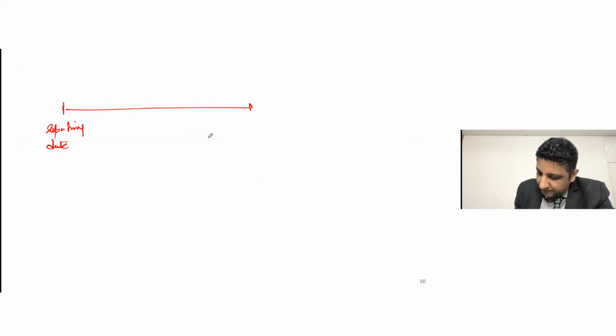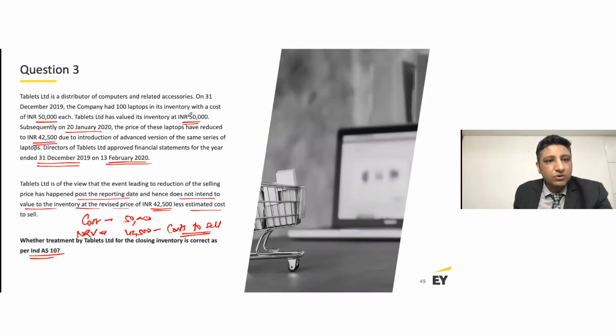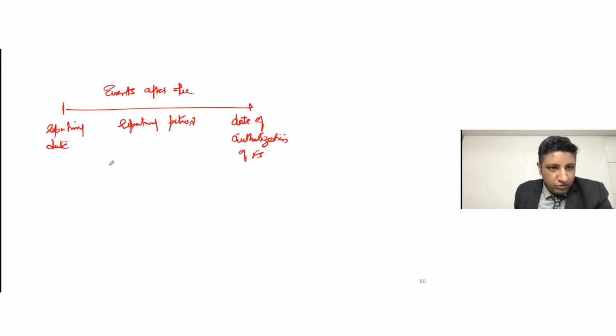Again, Ind AS 10, which is events after the reporting period, the way we proceed, we look at the reporting date and, of course, the date of authorization of the financial statements. Any events between these two dates are referred to as events after the reporting period, all right? So if I really go back there, my reporting date is 31st of December 19 and my date of approval is 13th of February 20. So there is going to be 31st of December 19. This is 13th of February 20.